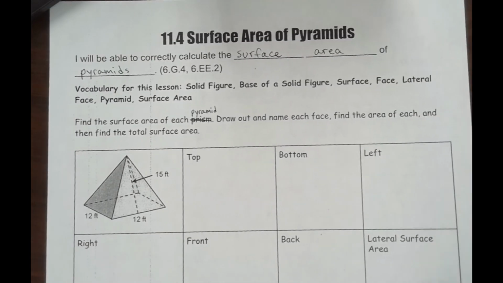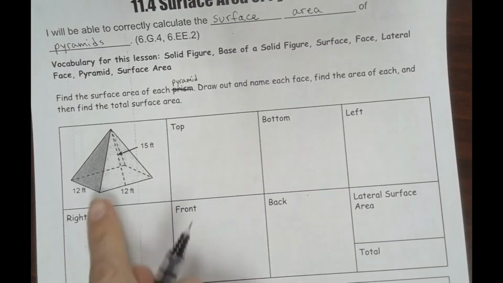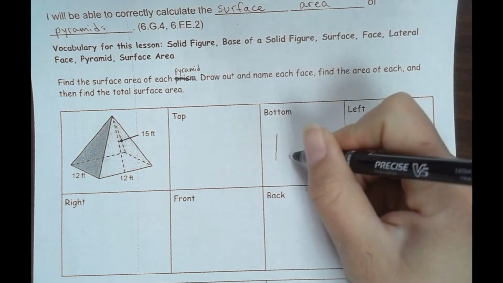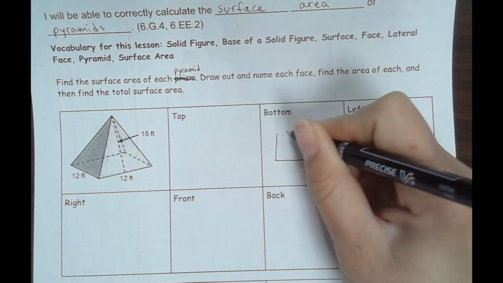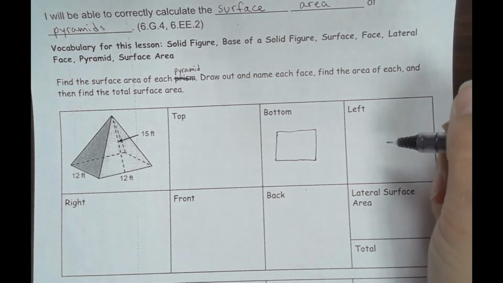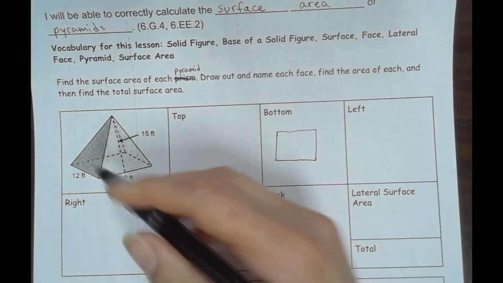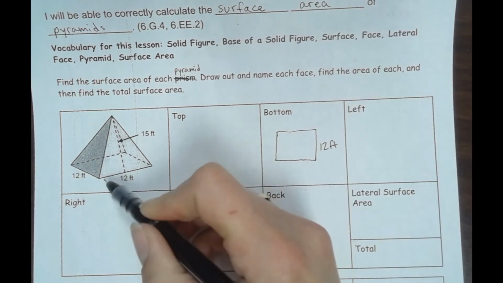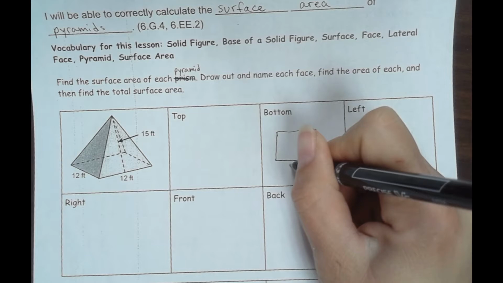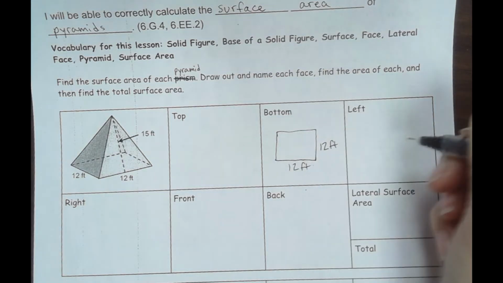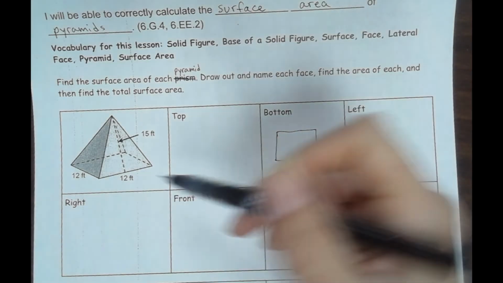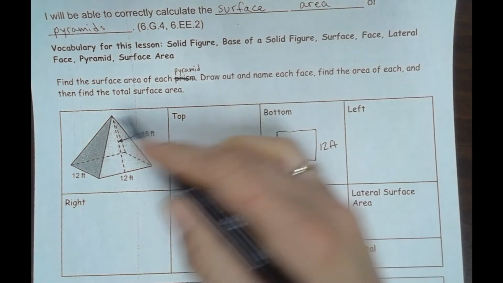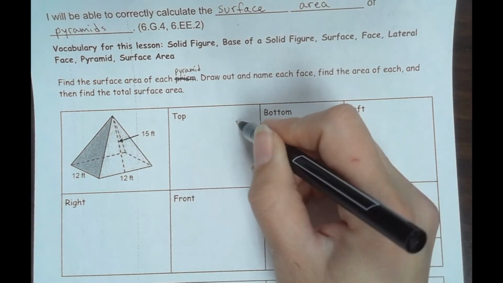So looking at this, I'm going to identify the bottom first. The bottom is a rectangle, so I'm going to draw a rectangle. Now, what measurements come off of that rectangle to help me find the area? Looks like it's 12 feet on the side and also 12 feet on the height. So it looks like it's actually a square. It's not obvious from the picture, but from our measurements we can know that. Okay, the top, because it's a pyramid, it comes to a vertex, so there is no top on this thing.